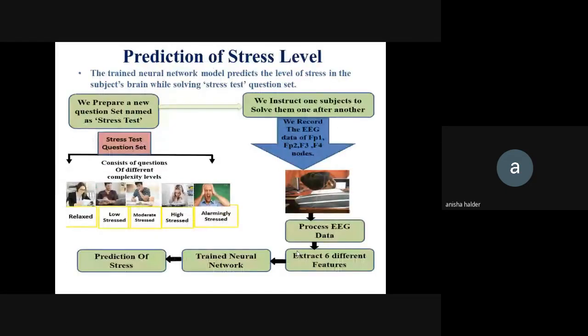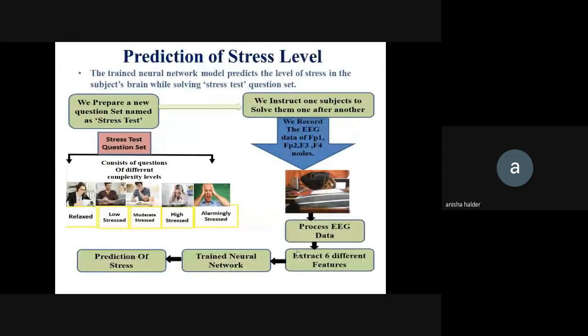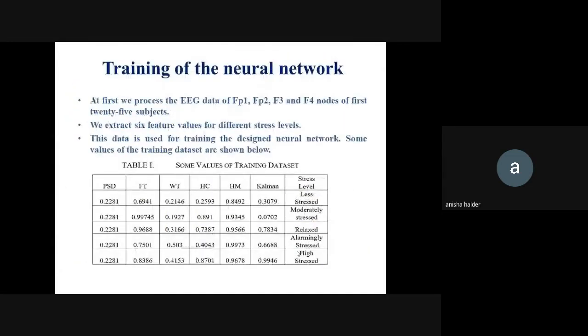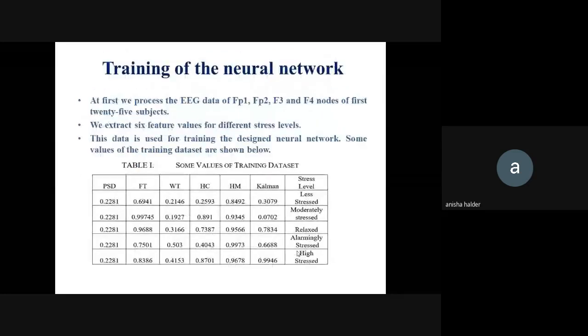The neural network part has not been shown. Now the testing and efficiency calculation of the trained neural network. We have assumed that the neural network is being trained using this training data. Using this training data, the neural network has been trained.